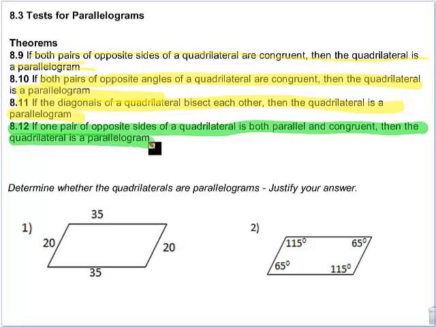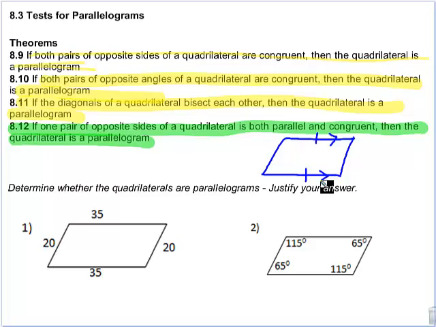So here's a quadrilateral, and if we know that these opposite sides are congruent and parallel, then it's a parallelogram. If it's given to you like this, then we can say yes, it's a parallelogram. That's the only one that's really different than the parallelogram theorems that we talked about yesterday.